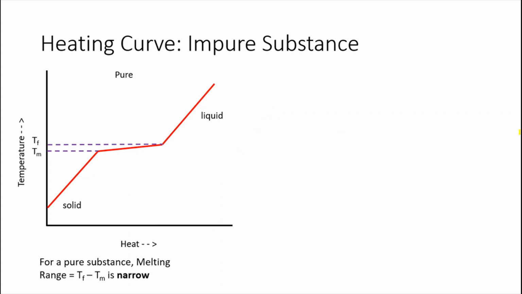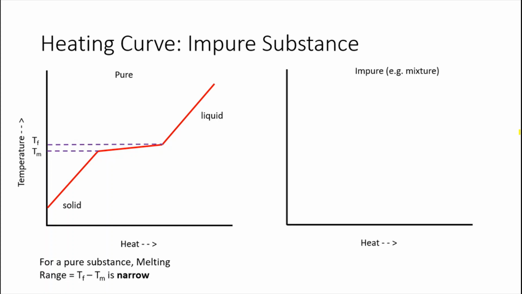Now let's see what happens if instead of a pure substance, I have an impure substance. For example, I have a preparation that I've made and it still has some impurities in it, or I've mixed it with something else. Let's again draw our heating curve, in this case with an impure substance. Again, we're going to start with the solid and watch what happens.